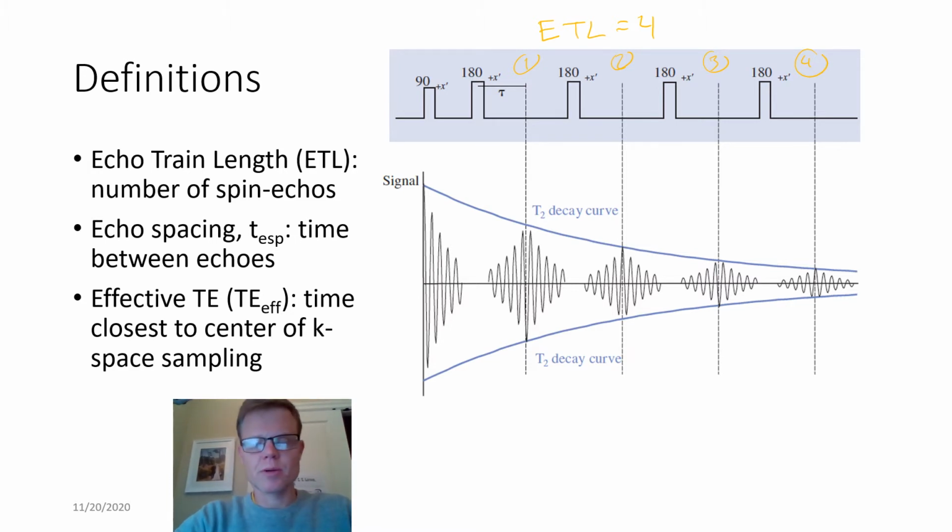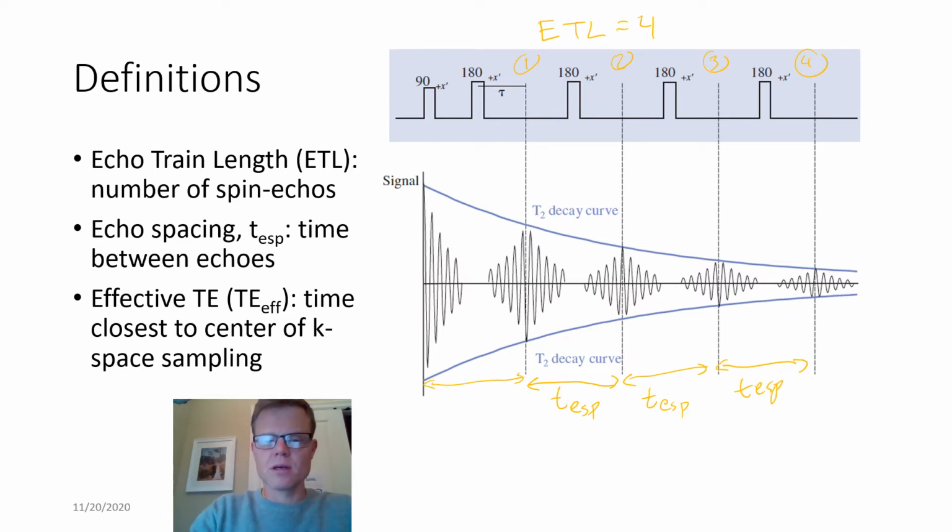The next term that we're going to define for these sequences is the echo spacing, using the notation TESP. This is the time between the individual spin echoes. For these types of sequences, the echoes are symmetric in time, so there's always a consistent spacing between the echoes. So we have this consistent echo spacing.